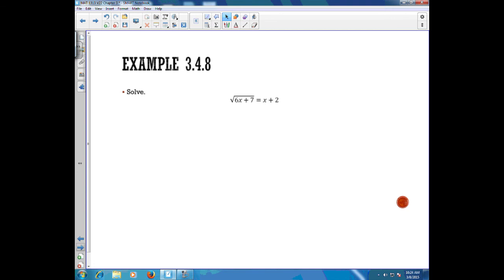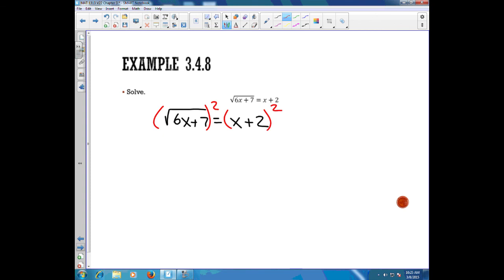This final example is a little bit more complex, but the ideas are still the same. We want to isolate the root by itself, which we have. We have the square root of 6x plus 7 is equal to x plus 2. Now to solve this, we solve it the same way. We want to square both sides. And when we square both sides, the square root of 6x plus 7 squared is just 6x plus 7. X plus 2 squared, well, that's x plus 2 times x plus 2.